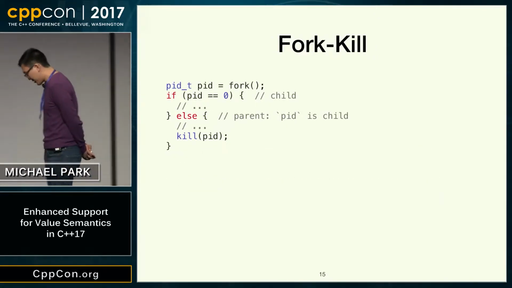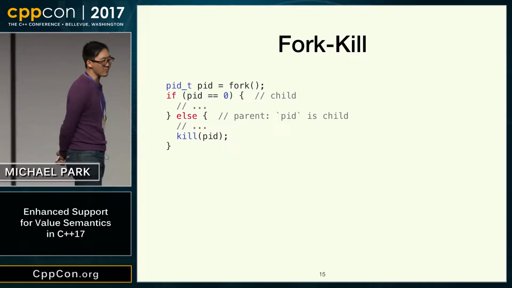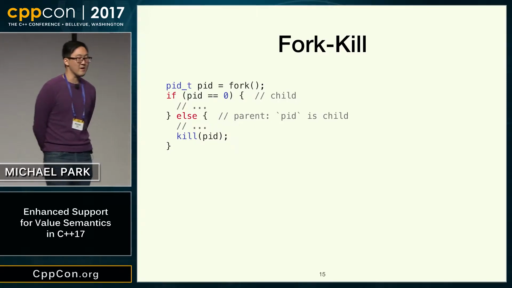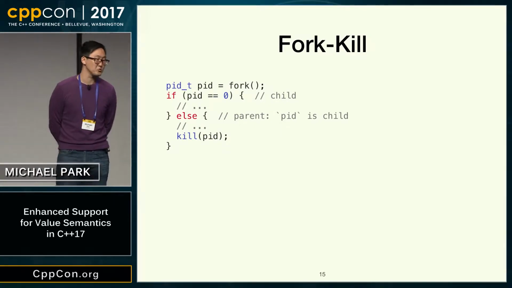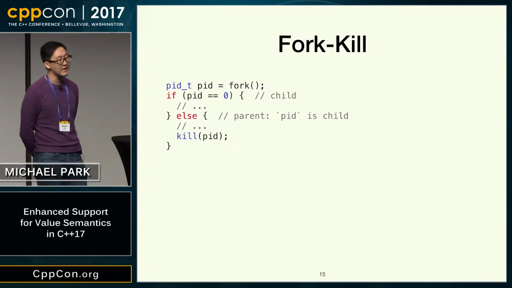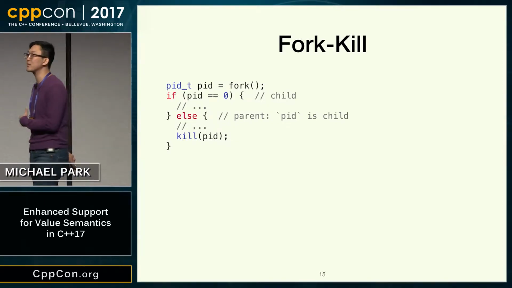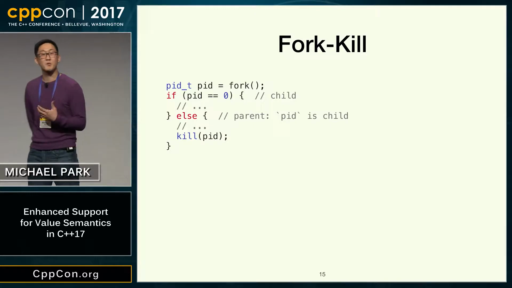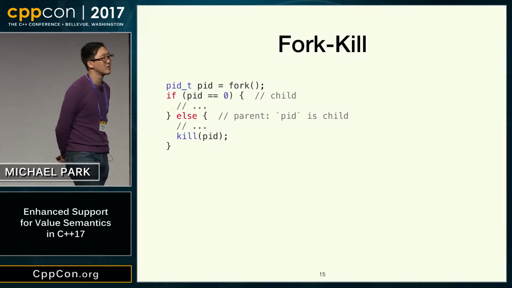OK, so this is an example. This is actually my favorite example of where this becomes a problem. So in this code, I have a fork call where we're going to fork the process that we're in. And as you probably know, we get back a PID, and we can test for the value of the PID to say, if it's 0, then I'm the child process, and if it's a positive number, then I'm the parent process. Now, fork can fail.